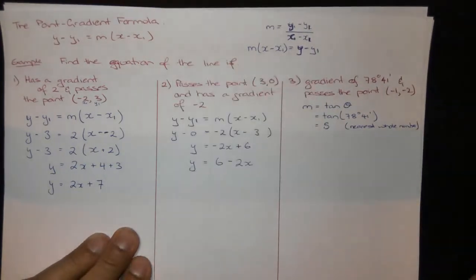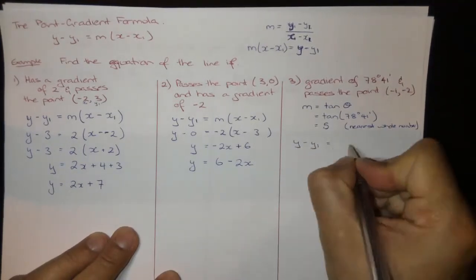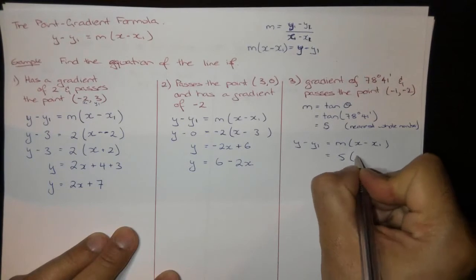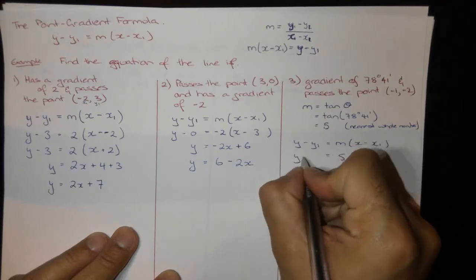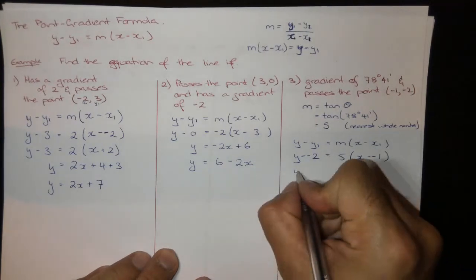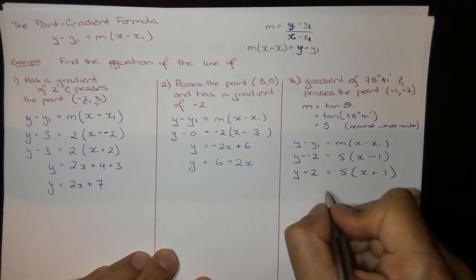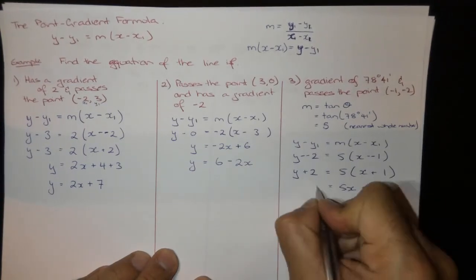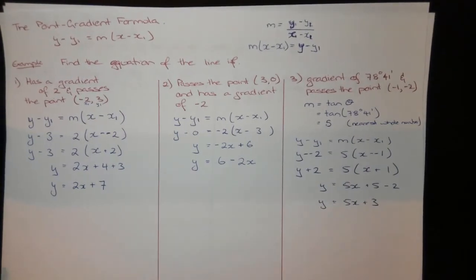Just for ease, okay? So now I have a gradient, and I now have a point. Using the formula, y minus y1 equals m(x minus x1), gradient of 5. Don't know that x, but I do know that my first x is -1. Don't know this y, but my y1 is -2. So this becomes y plus 2 equals 5(x plus 1). And let's just solve. So I've got, expand the bracket, 5x plus 5 minus 2. y equals 5x plus 3. And that's the solution.